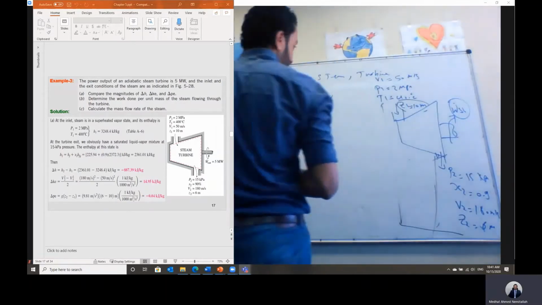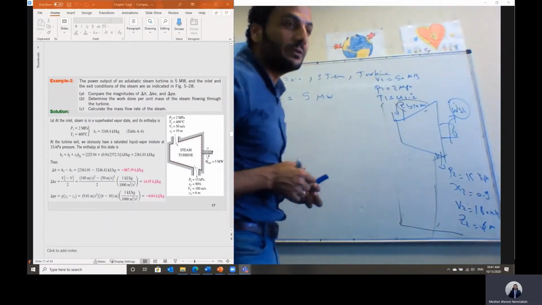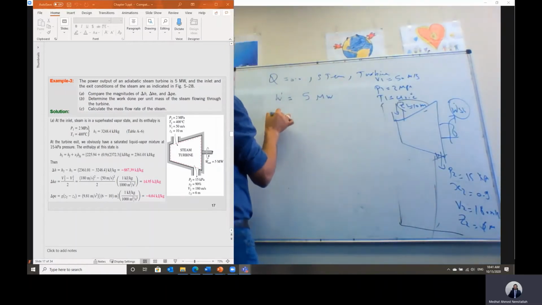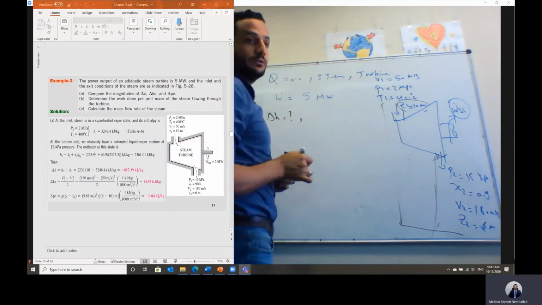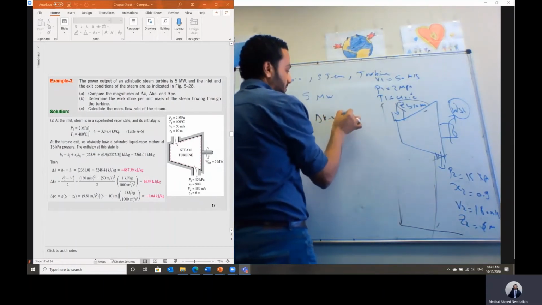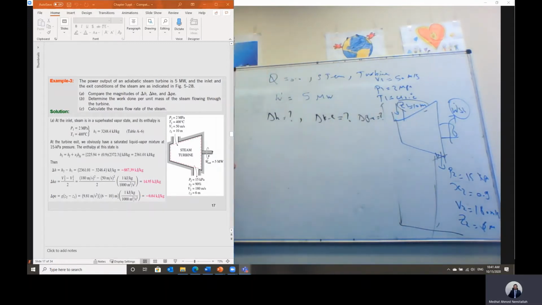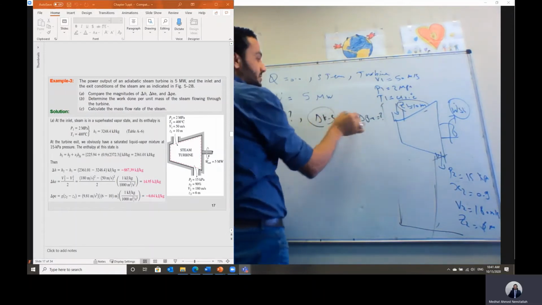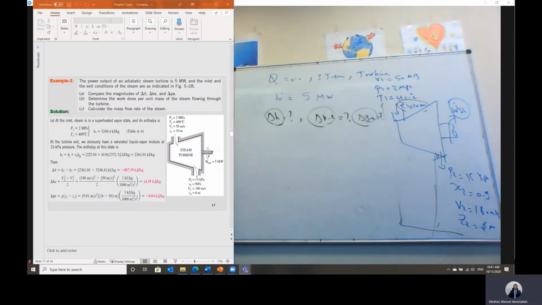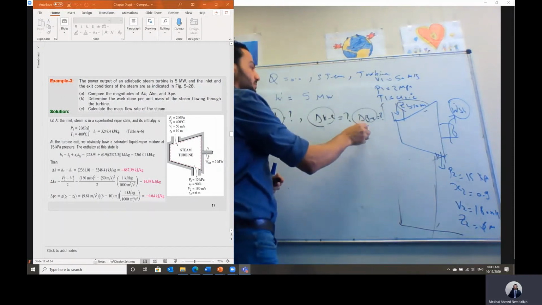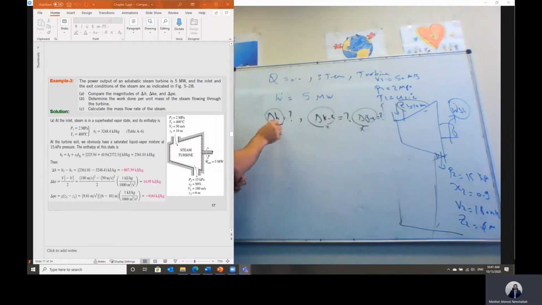So first of all, we need to calculate the value of delta H. We need to calculate also the change in kinetic energy, and also the change in potential energy. And then we can compare the three values, because we said in most cases we'll just neglect those terms in comparison to this term. So we'll see this. But let's first calculate delta H for this steam turbine, which equals H exit minus H inlet, H2 minus H1.